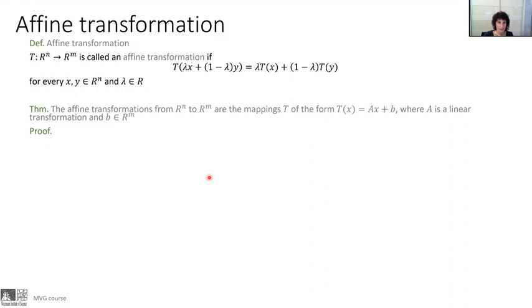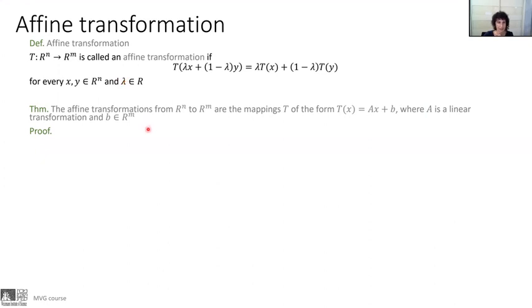Okay, so we're going to speak about affine transformation. We already saw affine transformation in the beginning of the course. Actually, an affine transformation is a transformation T such that T(λx + (1-λ)y) is actually λT(x) + (1-λ)T(y) for any λ and x, y in R^n.